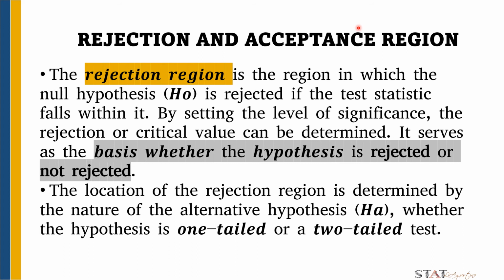So the non-critical or non-rejection region is the range of values of the test value that indicates that the difference was probably due to chance and that the null hypothesis should not be rejected. So that is your rejection and acceptance region.